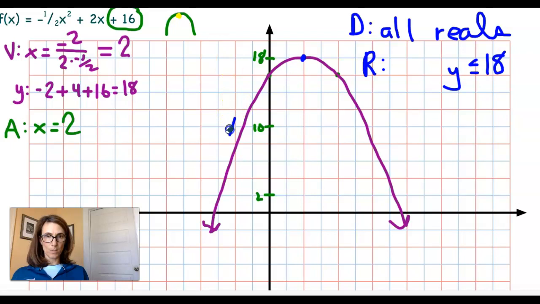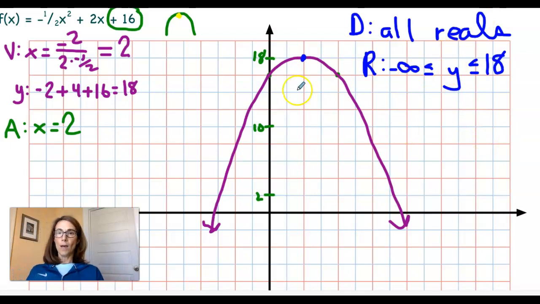Let me erase that little mark there. So that means that we can start at a value of negative infinity and then go up to a maximum value of 18. So that's domain and range for a quadratic parabola.